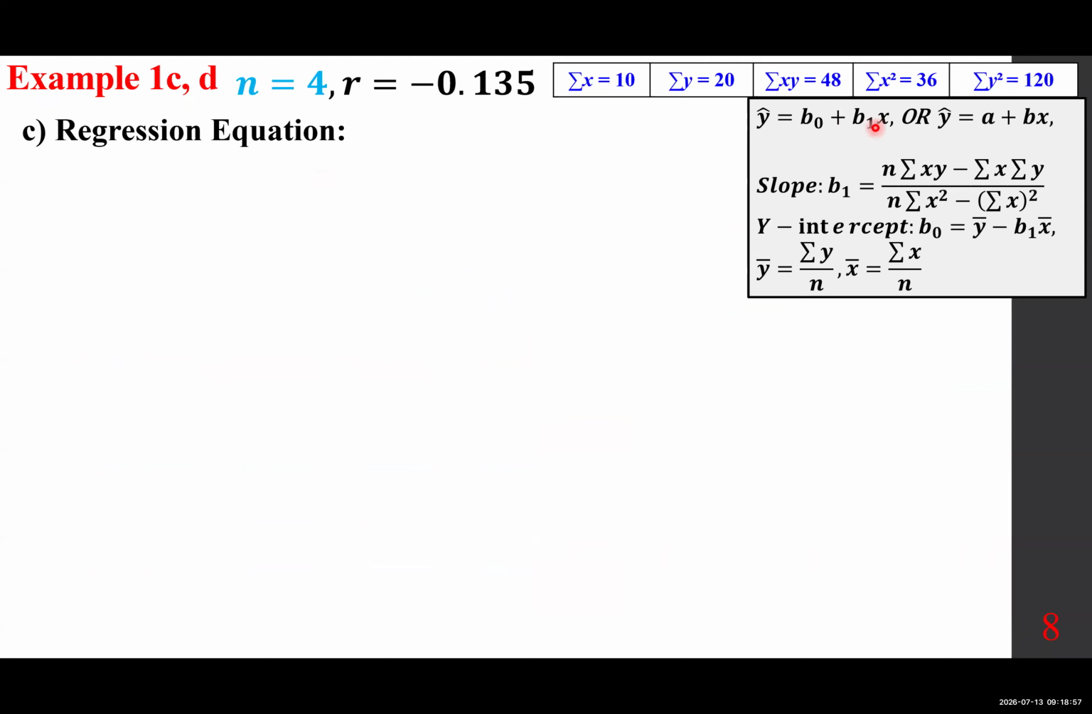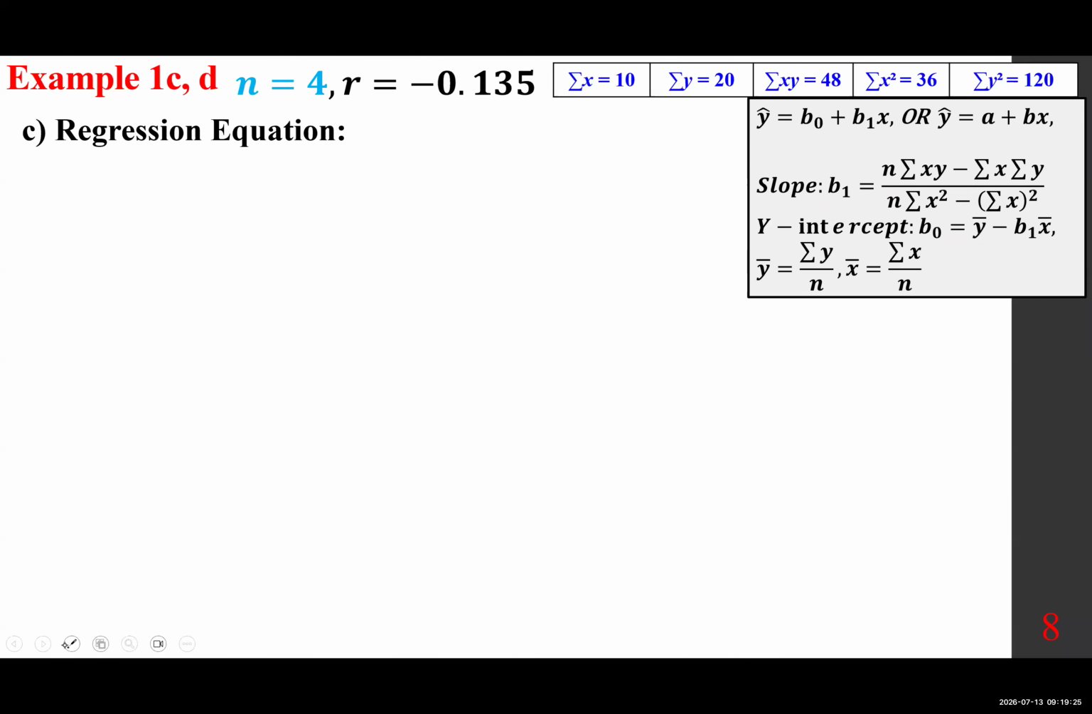Y hat is b0 plus b1x, or y hat is a plus bx. I'm going to show you both because, depending upon the text, they may use this one or this one, and the graphing calculator uses this one. b1 is n summation of xy minus summation of x summation of y over n summation of x squared minus summation of x quantity squared, similar to r. And the y-intercept is b sub 0, or a.